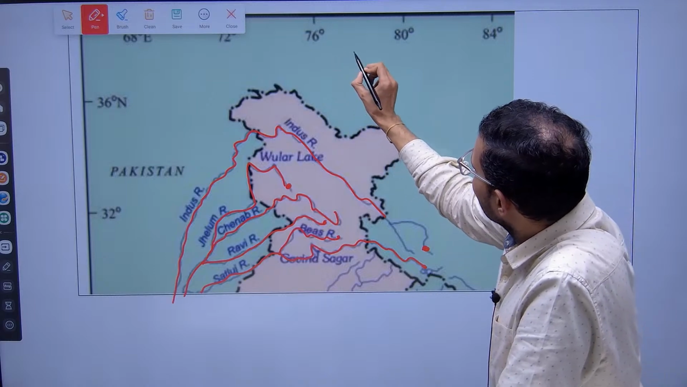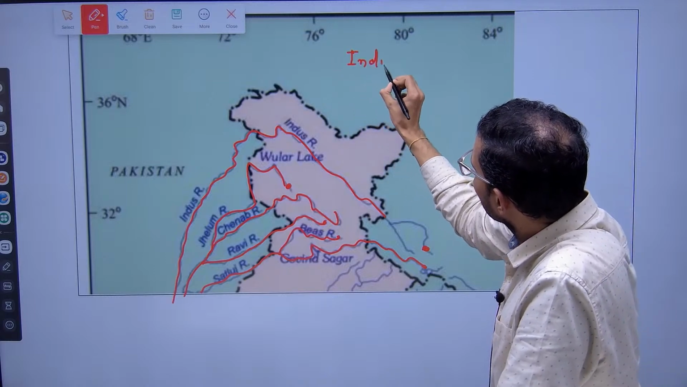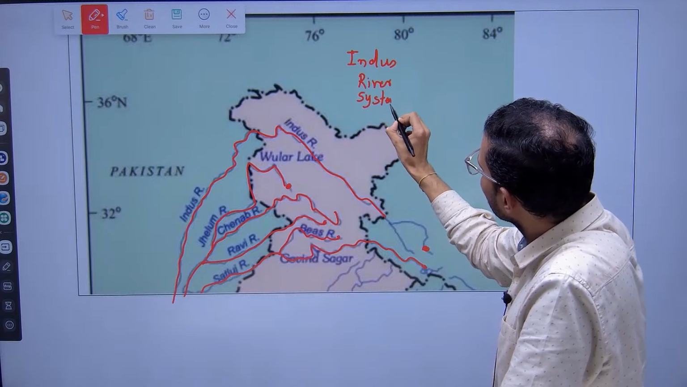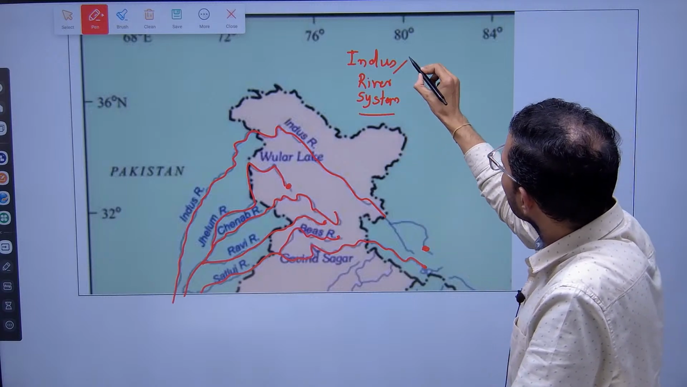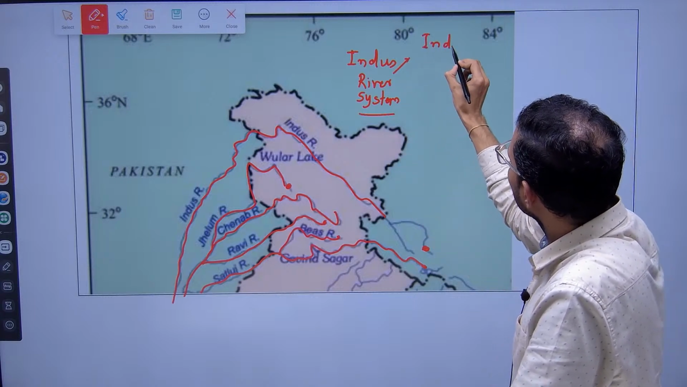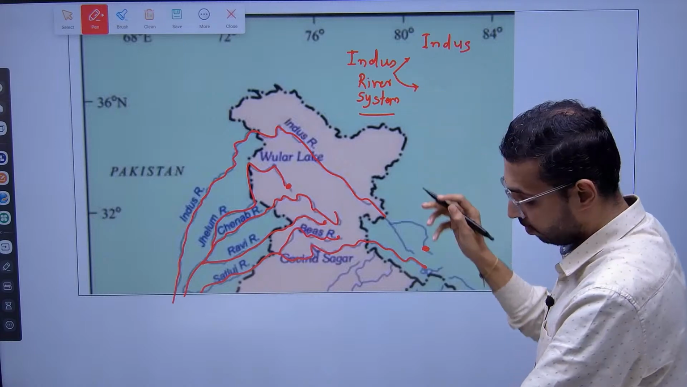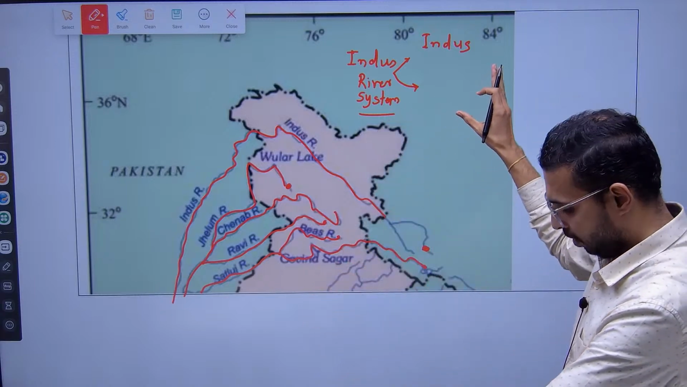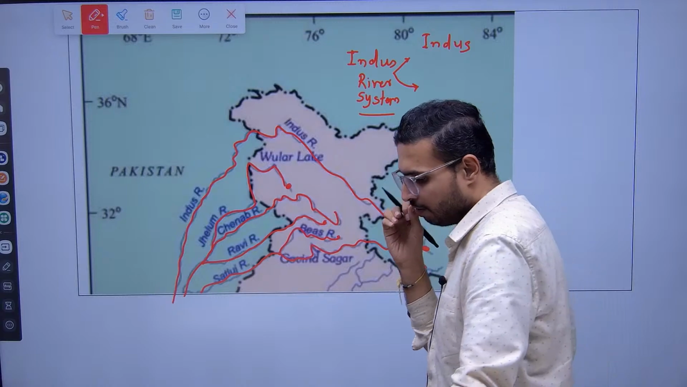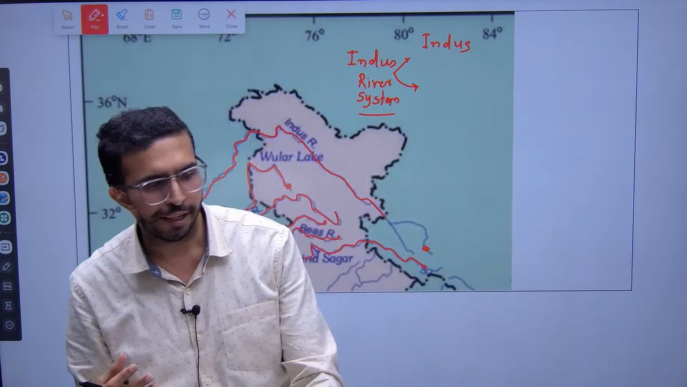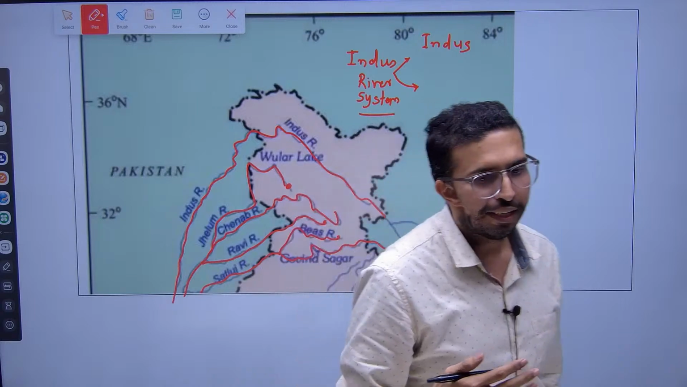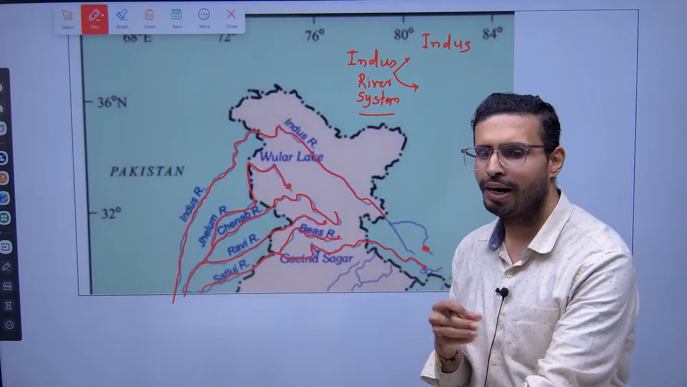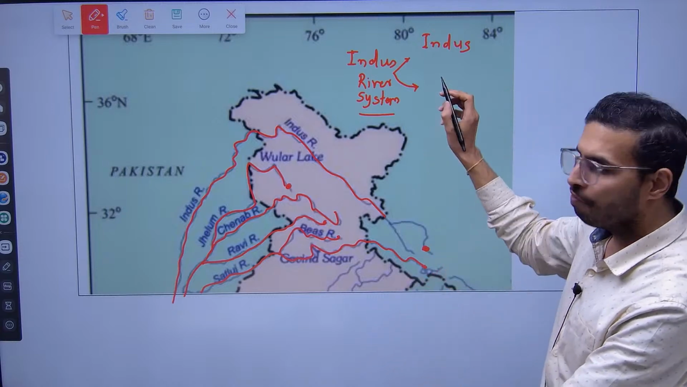In the Indus river system, how many rivers? The main one is the Indus. Pay attention very carefully. This image or this information seems very easy, but when you are trying to solve the question, or when you are reading the NCERT, the data is placed in so much detail that you might get confused, and after all we have to solve the question.